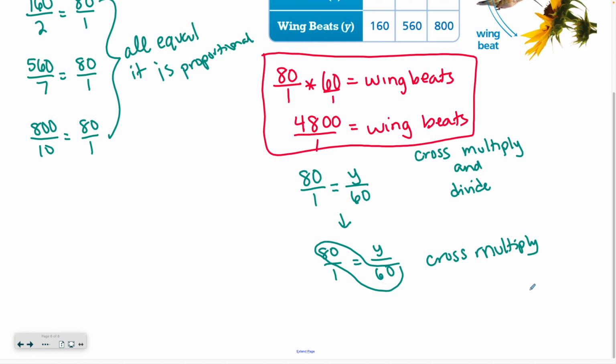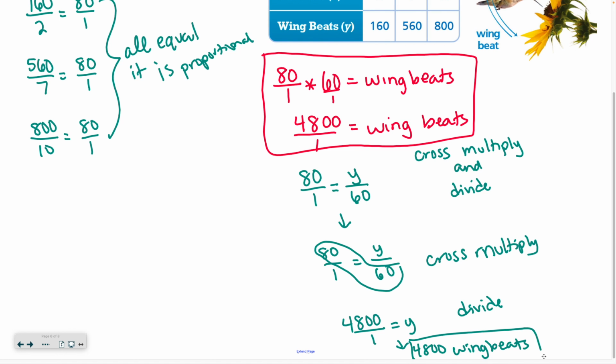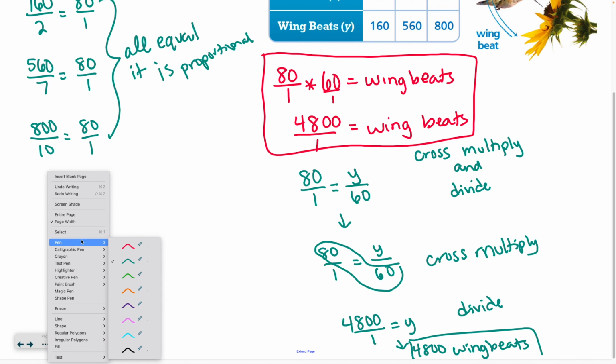Okay? And when I do that, 80 times 60, that's 4,800. You write it over 1, in this case, because that's the number that's on the bottom. And then divide. What is 4,800 divided by 1? That's just going to be 4,800 wing beats. Okay, so that's how you could solve it using a proportion.